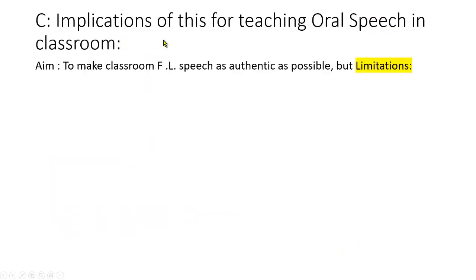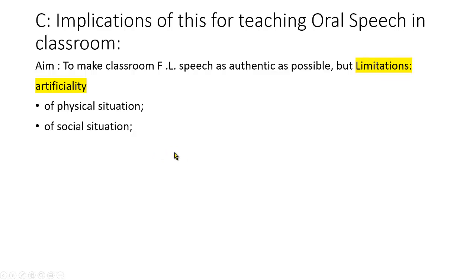So, implications of the nature of speaking for the classroom and for learning. You want to make classroom speech as authentic as possible, but recognise the limitations. It is artificial. You're in a classroom, not outside in the world, so you might be teaching directions and how to get to places, but you're within the confines of a classroom. So you've got that physical situation. The social situation is different. You've got a teacher and 30 children. That's very different from an authentic situation.